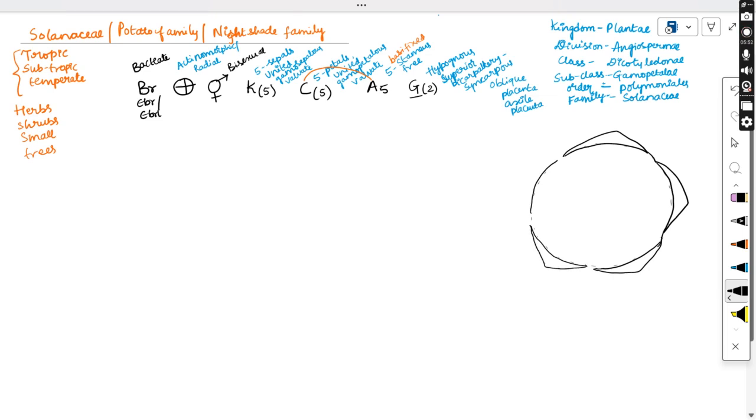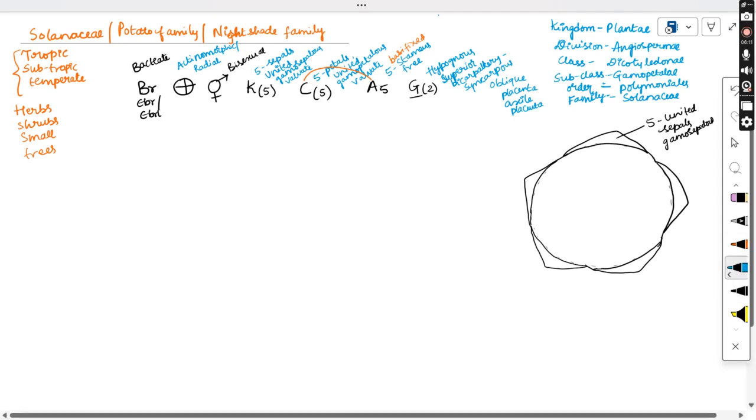So you can draw in this way, or you can draw a complete circle. Then you can add these types of structures. So these 5 united sepals are arranged in the calyx, or the outermost whorl. That's why this condition is gamosepalous.